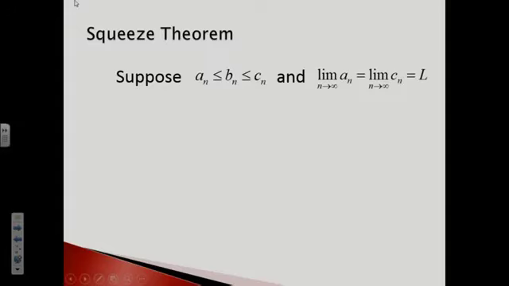The squeeze rule can be reformulated in terms of sequences. Suppose a_n is less than or equal to b_n is less than or equal to c_n, and the limit of a_n when n tends to infinity equals the limit of c_n when n tends to infinity equals L. Then the limit of b_n when n tends to infinity equals L. The proof of this theorem follows the same steps as the proof of the squeeze rule for functions.